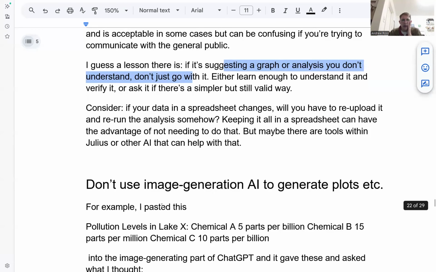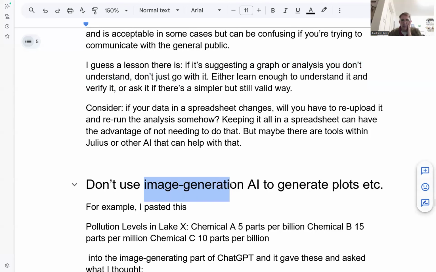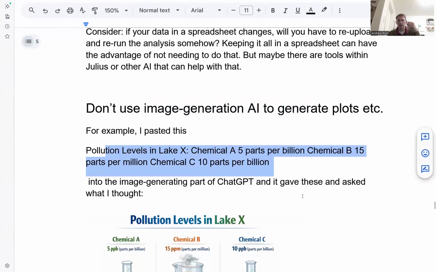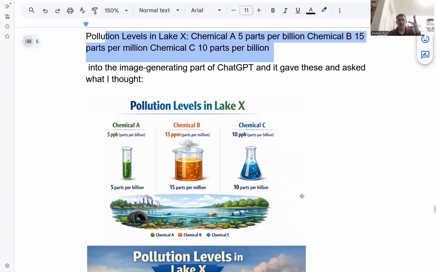Let's also look at the idea of using image generation AI to generate plots. Like here, I was just using the usual chat interface, but if you say, well, I want an image, right? A plot is an image. So if I use the same tool that would generate an image of like blue whale at a hummingbird feeder or something fun, if I just pasted this in to the image generating part and it gave me these and asked what I thought. So what do you think of this image that it gave me?